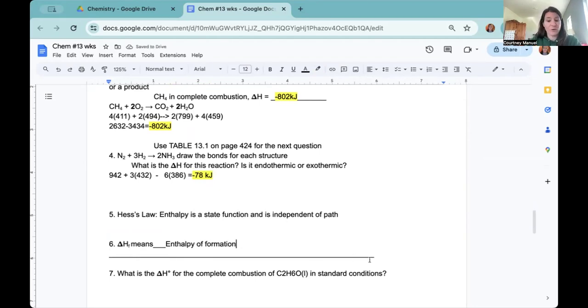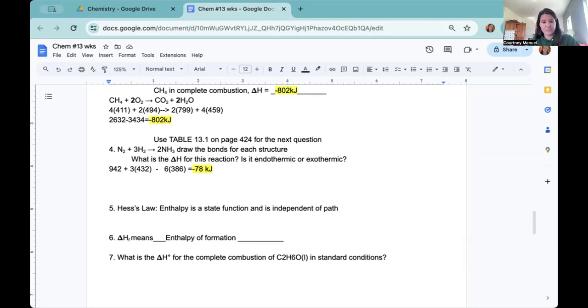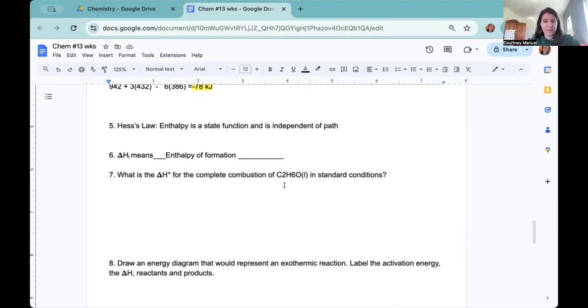So it's the enthalpy of a formation reaction, which is when you have all the little parts and they make the big parts. So you have your H plus your C plus your O, and they come together and they make a glucose. All right, let's keep going.